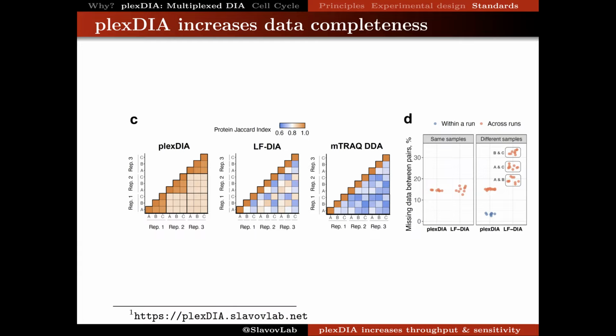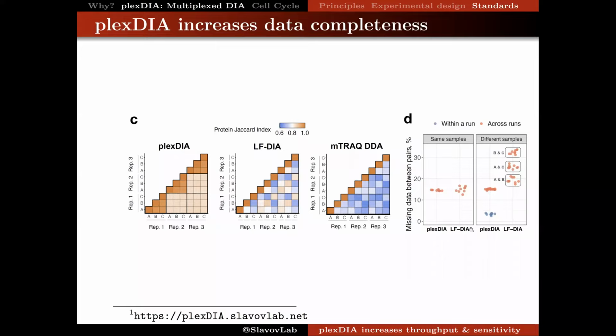Another view at the same question of data completeness is the degree of missing data between pairs of samples. Now, if we look at analyzing the same sample, for example, sample A and sample A in different replicate injections in replicate runs, then the results between plexDIA and label-free DIA are comparable. But as soon as we start looking at different samples, we see that as the proteome composition of sample A and sample B or C are different, plexDIA remains at the same low level of missing data, while the missing data with label-free data-independent acquisition increases in proportion to the differences between the samples that are being analyzed.